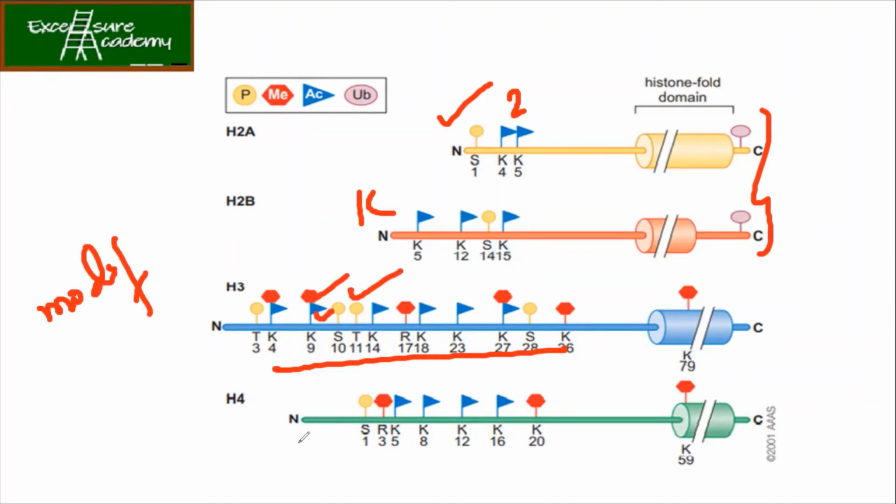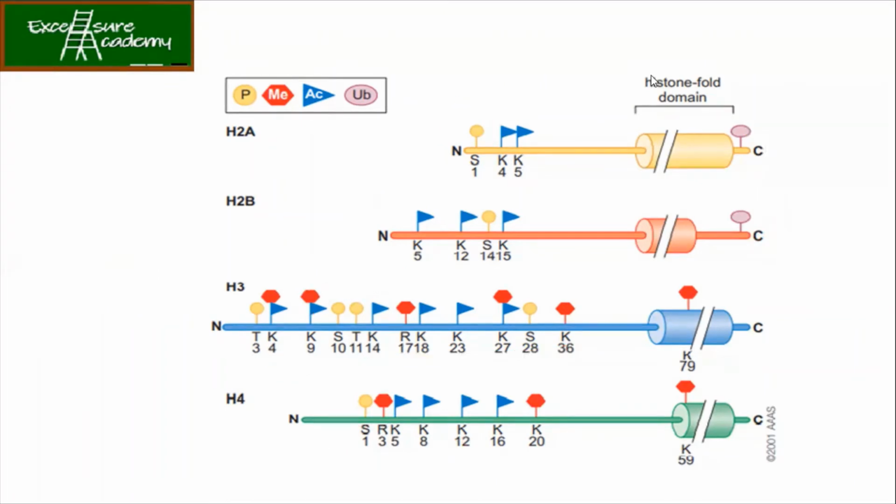And then comes H4. So again here also methyl group, phosphate group, and acetyl groups are getting added. Now one thing to notice is that on H2A and H2B, you can always see another group, that is the ubiquitin molecule. These molecules target a protein for degradation whenever they are added to any protein.